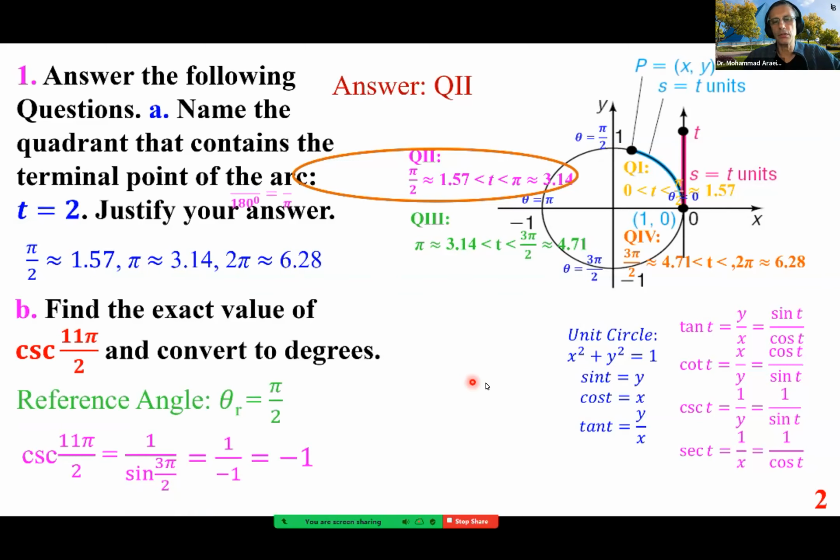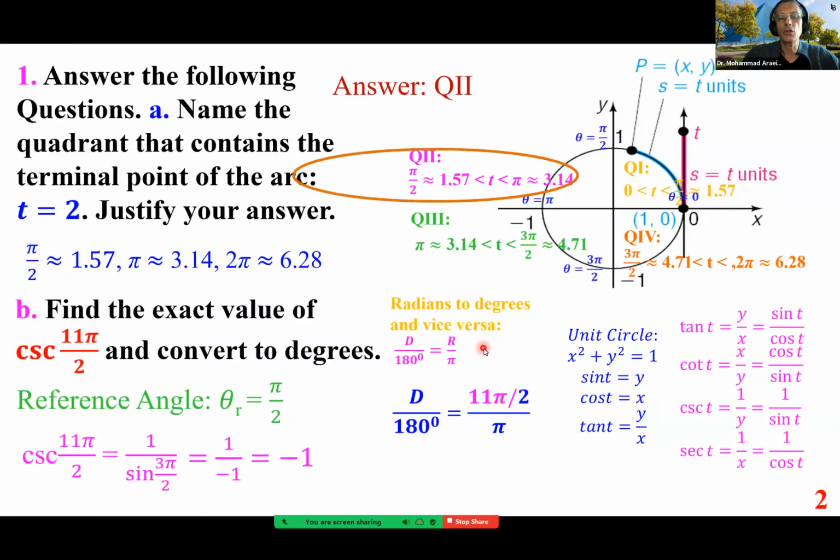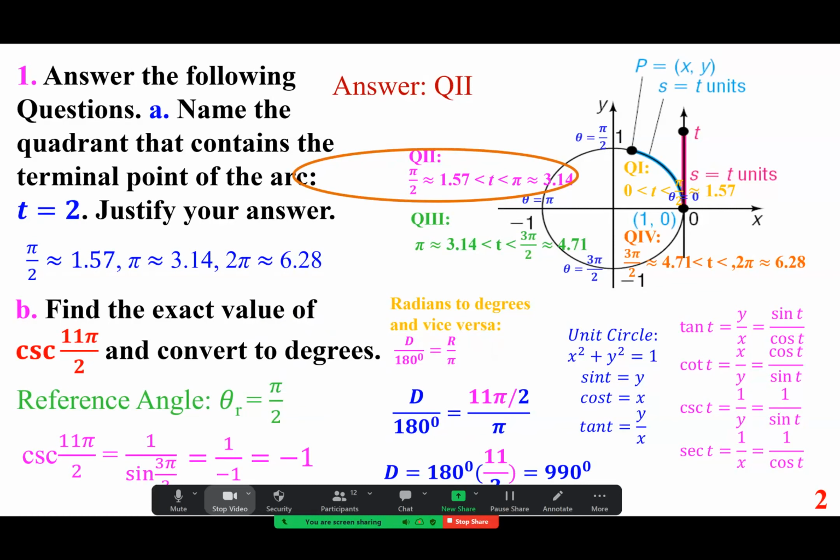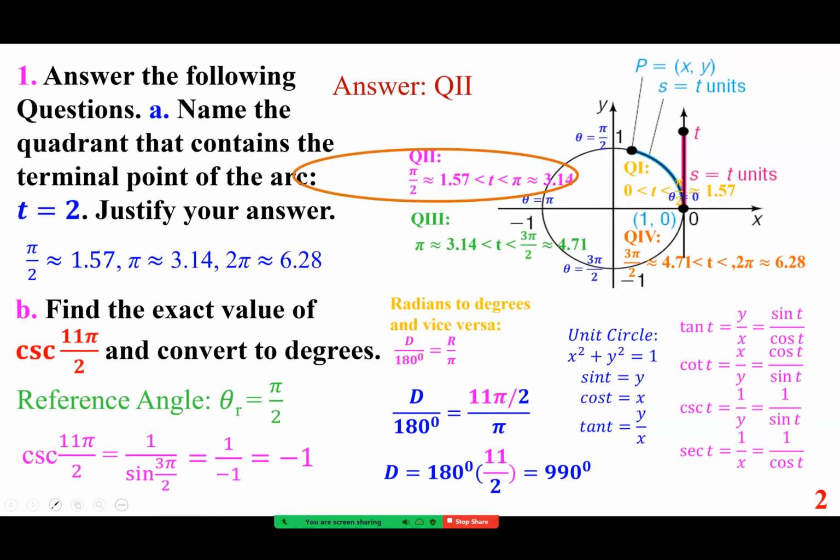We want to convert to degrees. We remember that d over 180 is r over pi. Okay, so d is missing. r is 11 pi over 2. So d would be the product of these two divided by pi. That gives us 990 degrees. It's very straightforward, everybody. Everything that we go over, you've seen it before, just a reminder, okay?